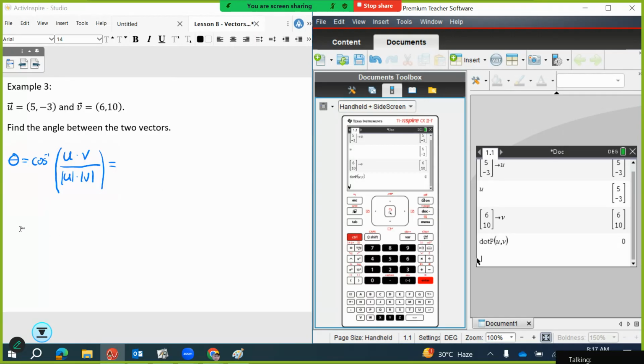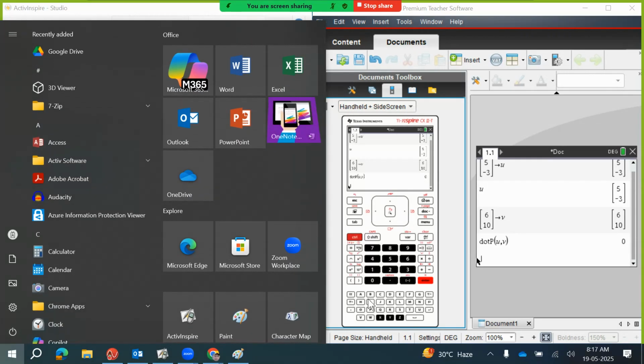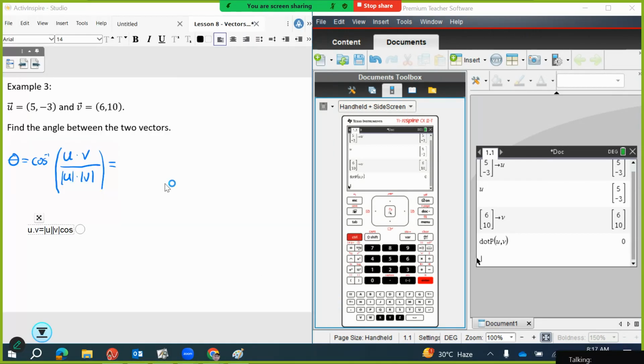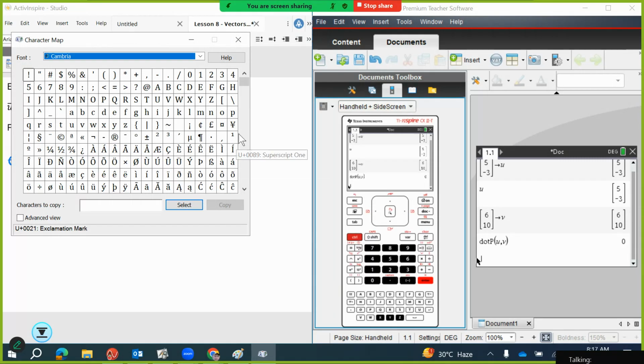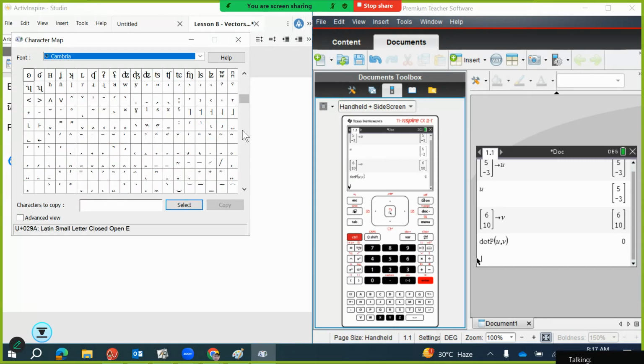Okay, so we're in a little trouble here on this one. If you remember that u dot v is equal to the magnitude of u times the magnitude of v times the cosine of theta. I don't have a theta. Where's theta?